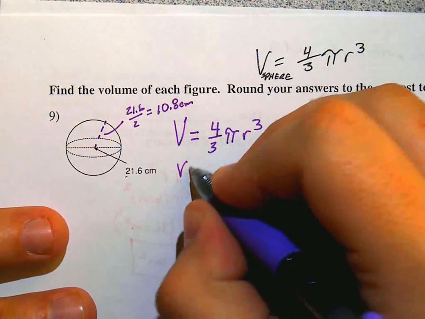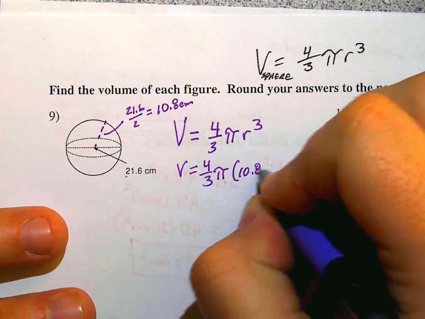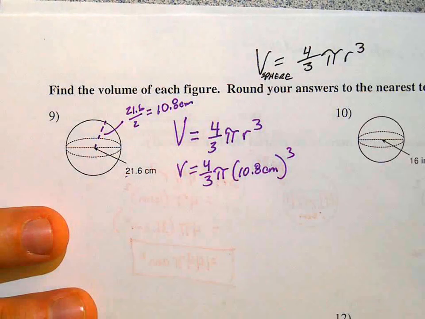So I'm going to plug this in, and I'm going to get that V equals 4/3 pi times 10.8 centimeters cubed.